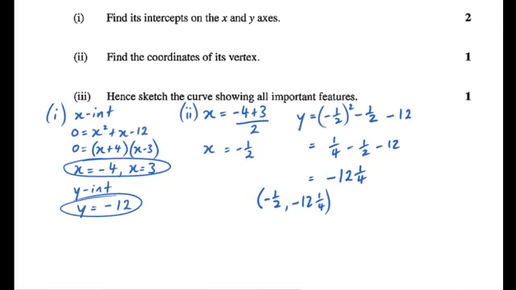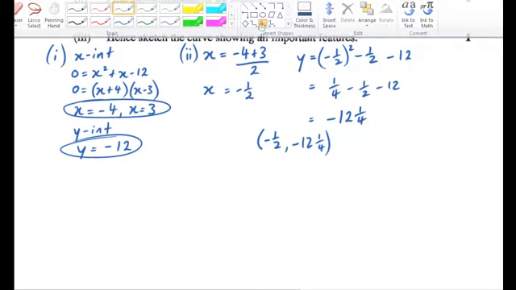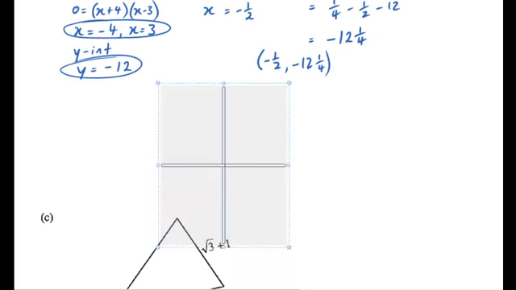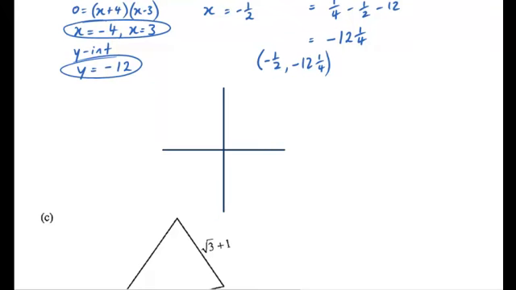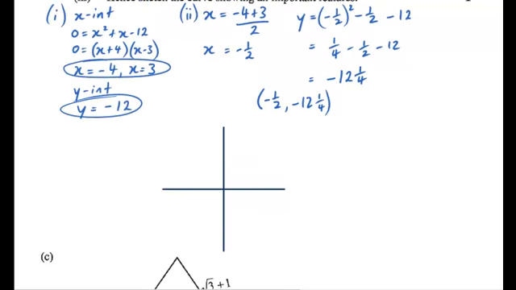Alright, so the final part, sketch the curve showing all those features. So let's just make a bit more room. Alright, so we draw up our number plane. Now remember that it doesn't have to be to scale. So what you want to do is think about where the position will be. It's going through -4 and 3. So it's going to be over to this side a little bit more than over here. Alright, so I would just start with that and try and draw a nice smooth parabola going through those points.